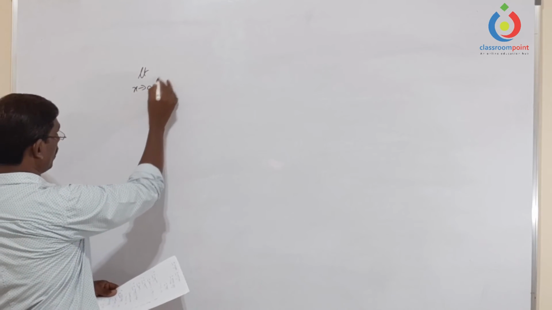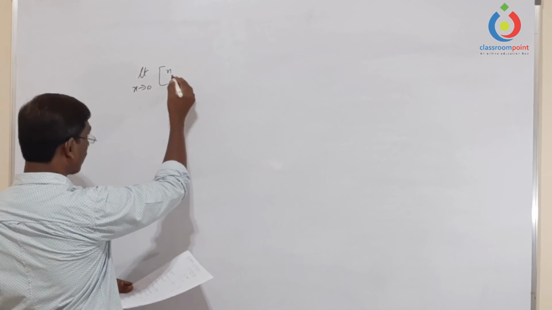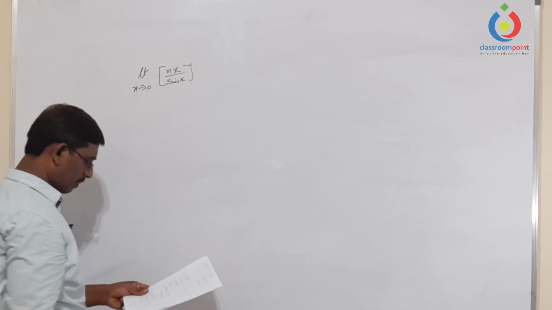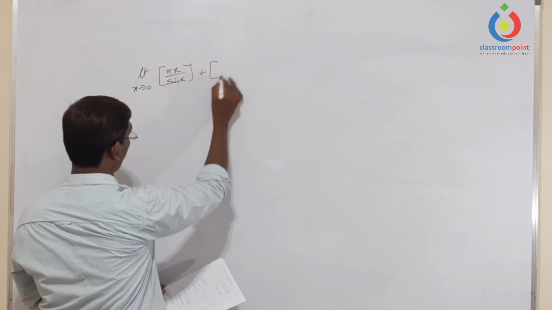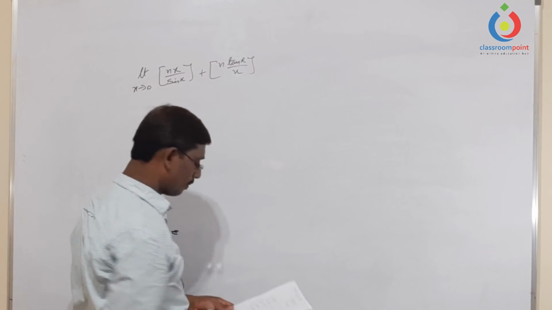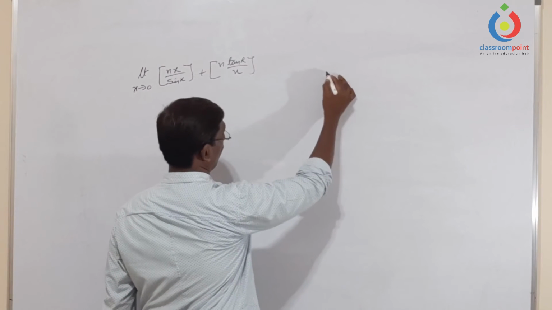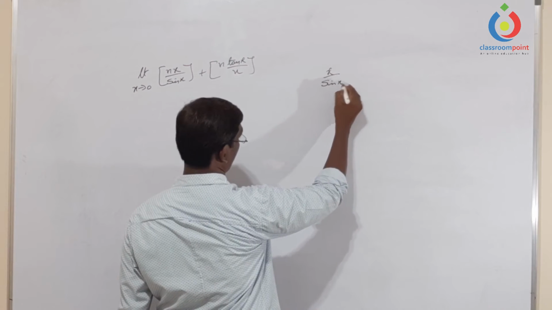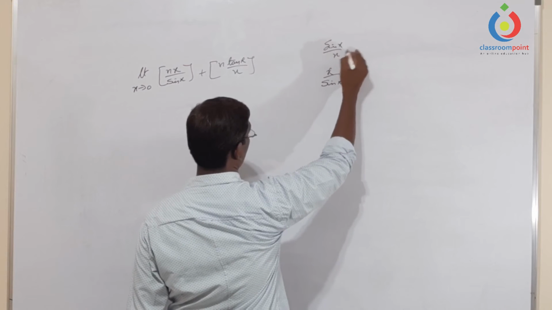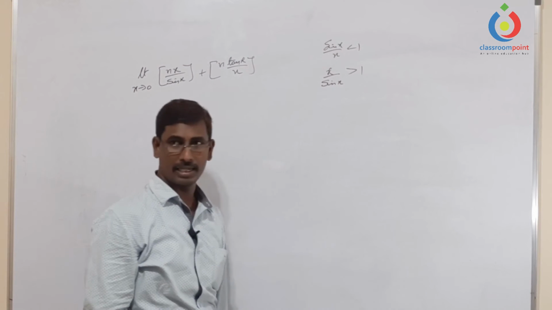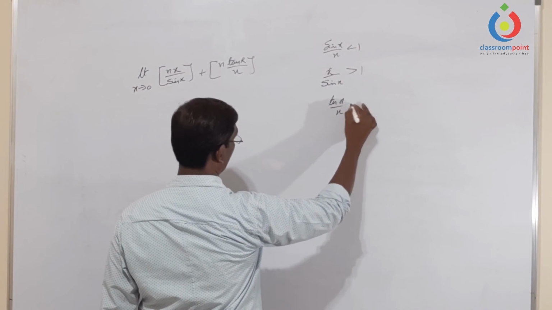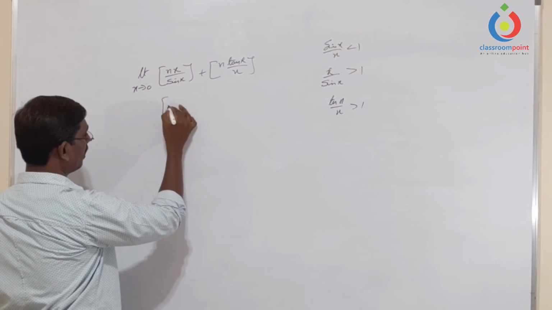As x tends to 0, integral part of n sin x by x plus integral part of n tan x by x. Then what about this one? Already I told you x by sin x is greater than 1. Why? Because sin x by x is less than 1, so the reciprocal is automatically greater than 1. And the next one, tan x by x, is also greater than 1. That means this is above n.